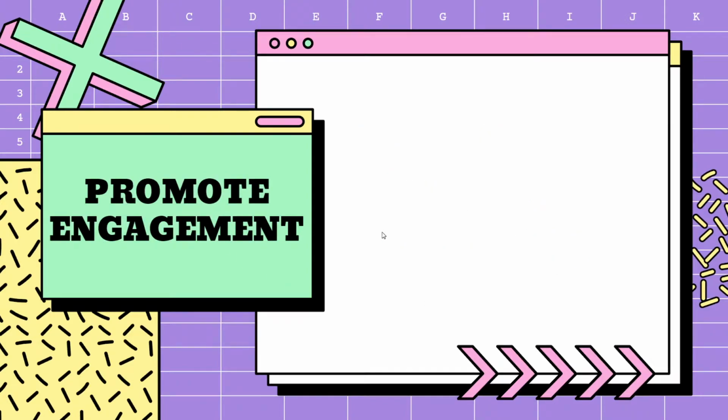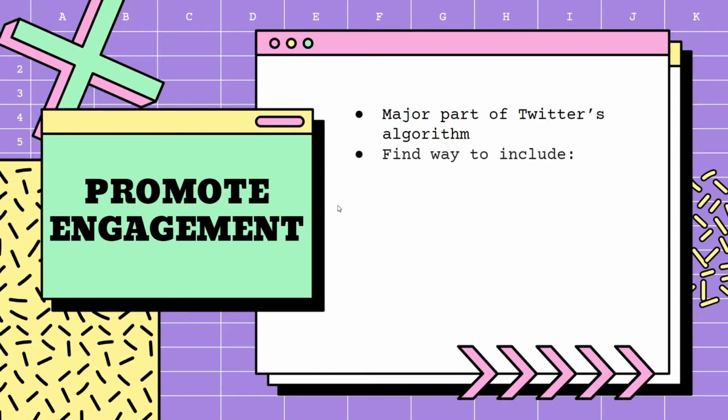Promote engagement. This is a big one. This is what's going to trigger you through Twitter's algorithm. This is what's going to really make Twitter go, oh, hey, wait a minute, their content is good. People are engaging with this content. Let's push it out further. And so by promoting engagement, there's a few different things you can do, right? You can add a poll.